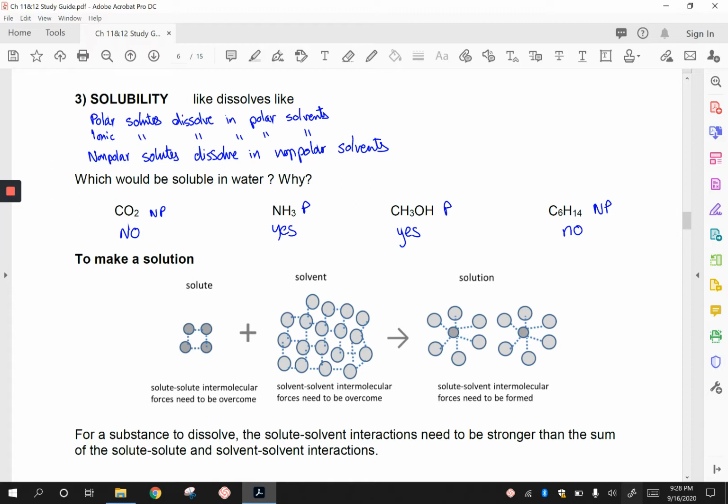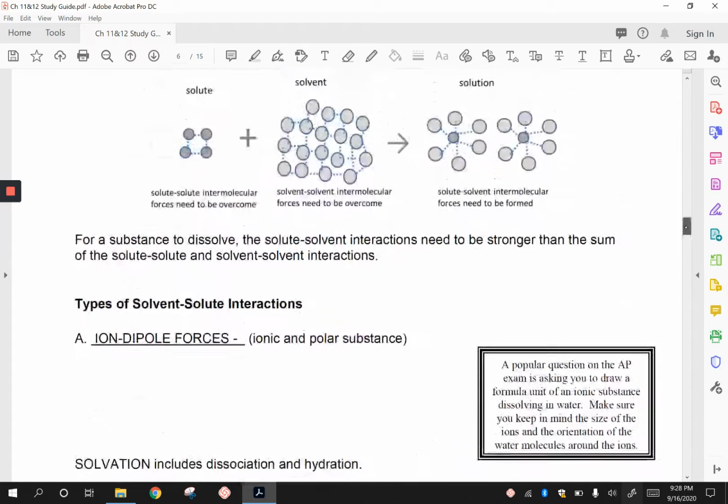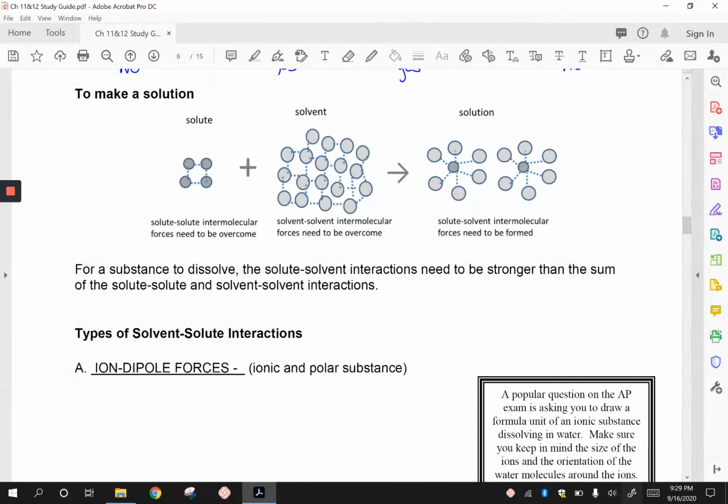So let's talk about more details about this solubility. What happens when you make a solution? Well, you have your solvent and you have your solute. In order to get the solute to dissolve in the solvent, where the solvent is surrounding that solute, three things have to happen. The first thing is that the solute particles need to be able to separate from each other. The solute particles are attracted to each other with intermolecular forces, and so these solute intermolecular forces need to be overcome. We have to break apart, we have to overcome these attractions between the solute and other solute particles.